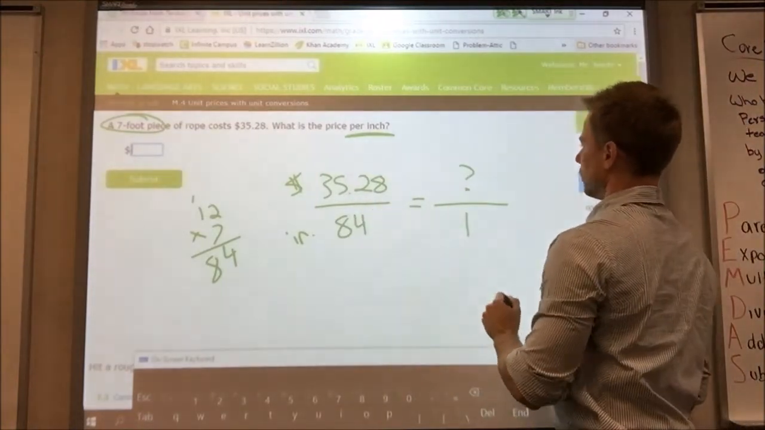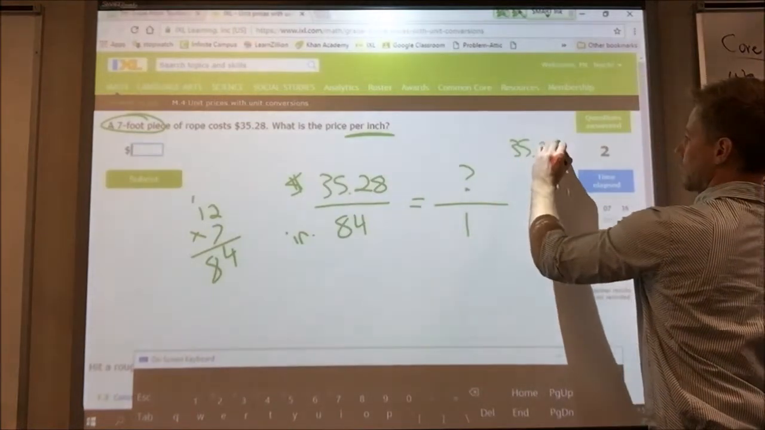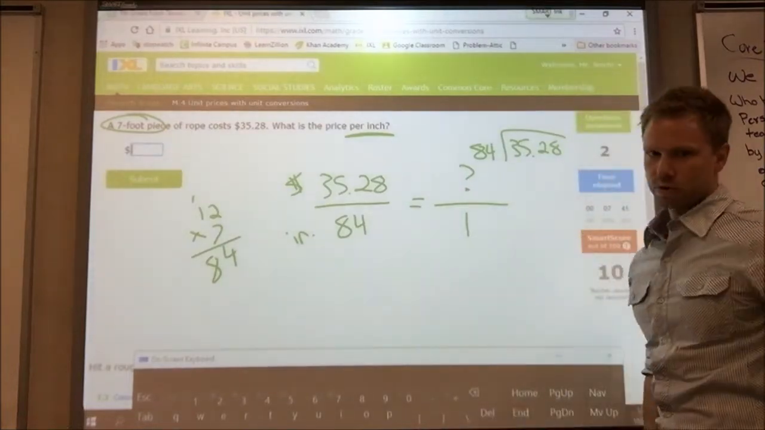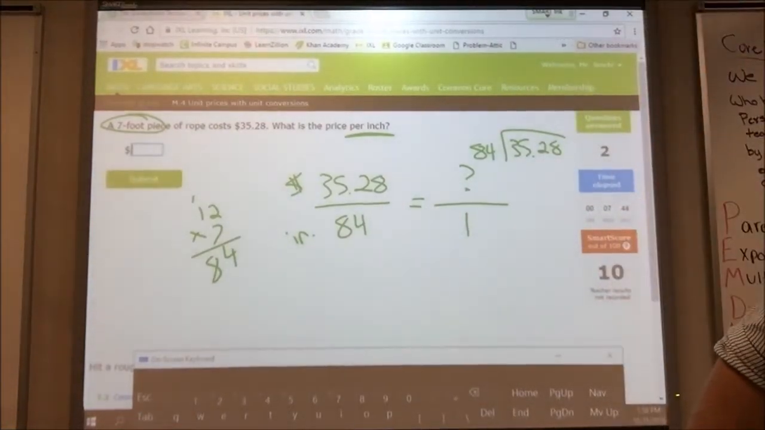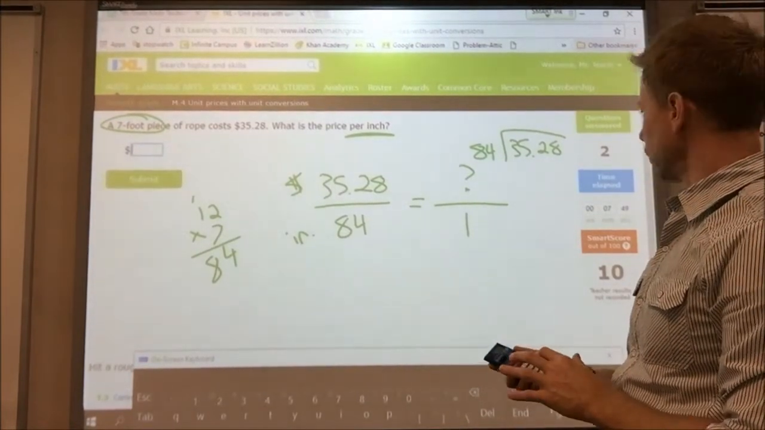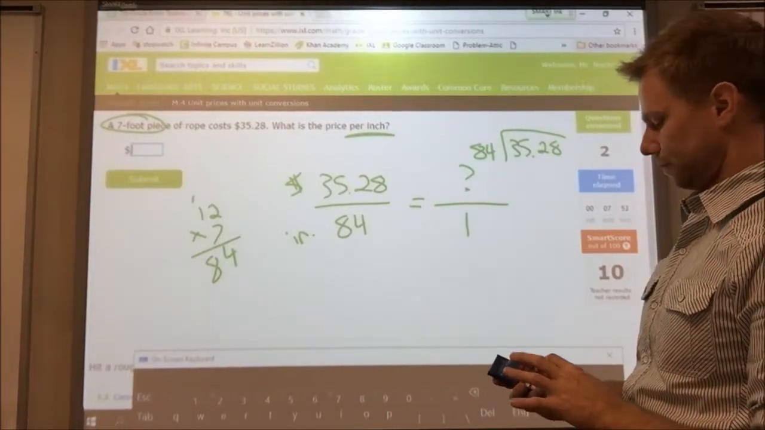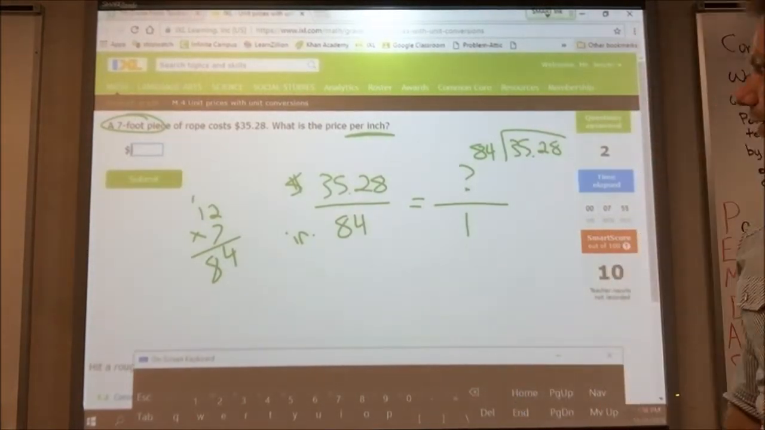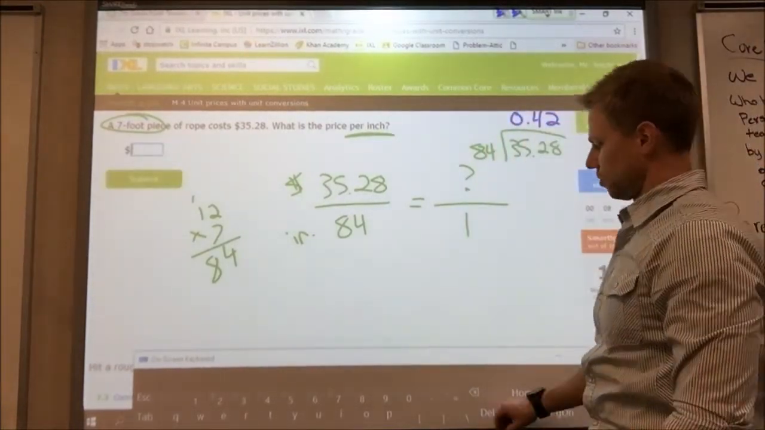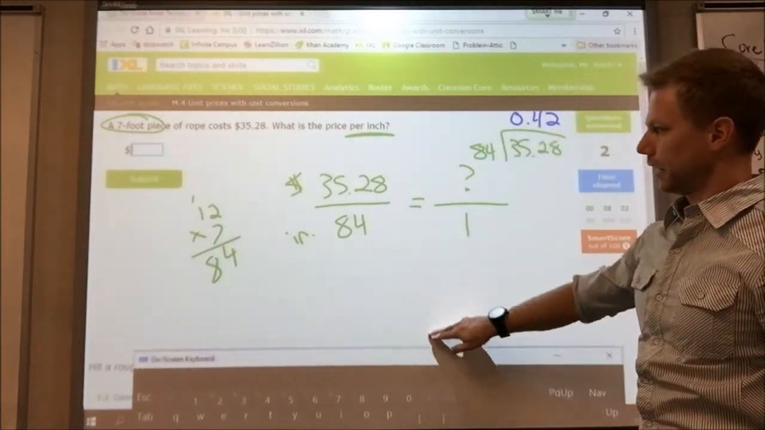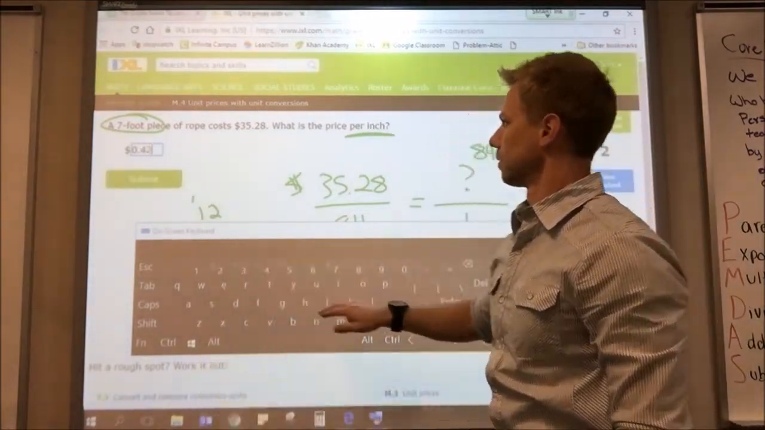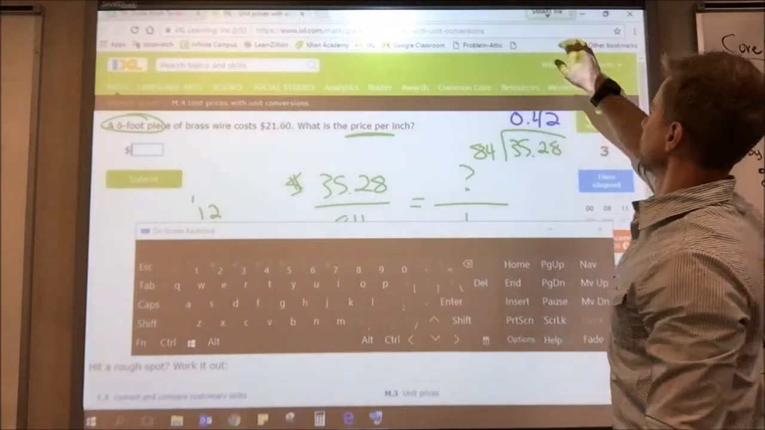So again, we'll do some long division. 35.28 divided by 84. Okay, this is one of those problems where I would let you use a calculator rather than doing all that long division. I know you know how to do long division, so we'll just save us a little bit of time. Turns out to be 0.42. Okay, so it'd be 42 cents per inch.